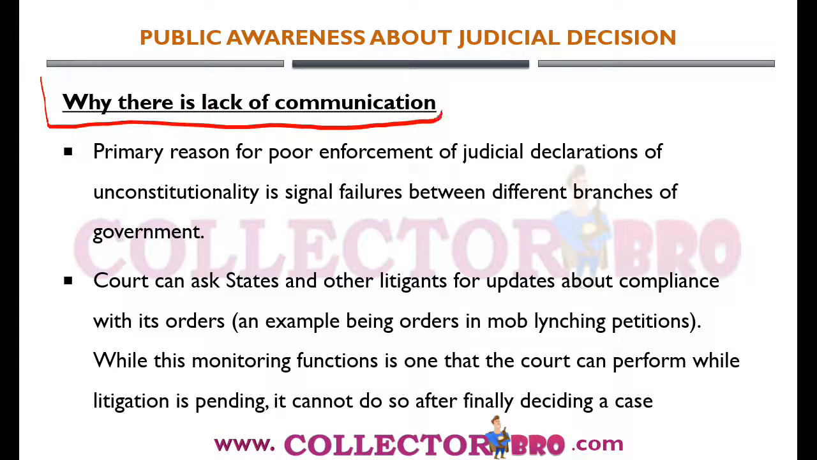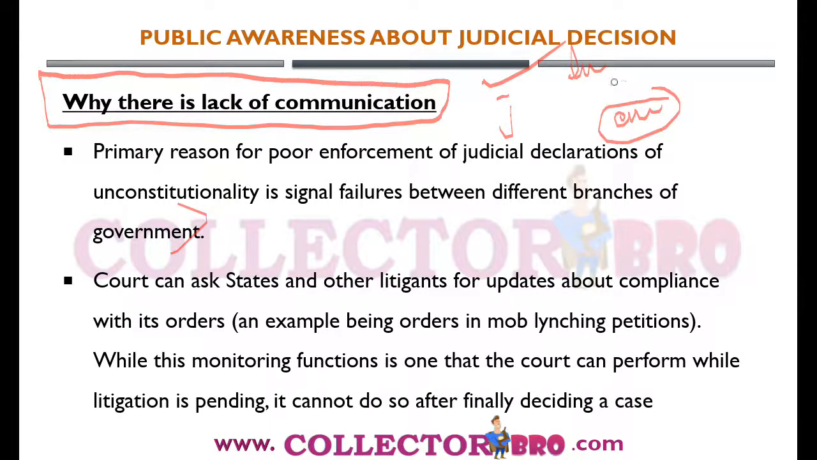So let's analyze why there is lack of communication regarding these judicial pronouncements. Here, the primary reason for poor enforcement of judicial decisions of unconstitutionality is the signal failure between the different branches of the government, including the judiciary, the legislature, and the executive. The executive mostly functions under legislative procedures, or those laws which have been enacted by the legislature. So there is a gap between the judiciary and the executive, which is conducting the arrest and detention.